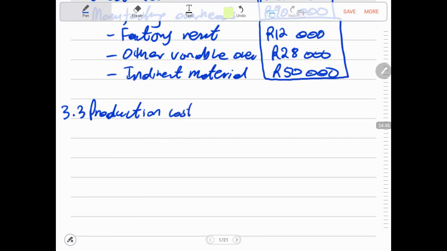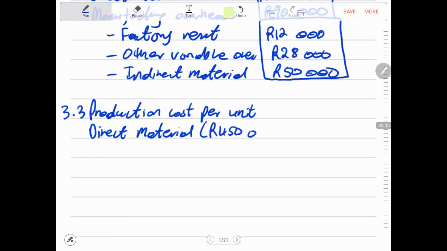Production cost per unit, and we are looking for the unit cost. Our production cost per unit is made of direct material. As we said that we are looking for the cost per unit, 450,000 divided by 10,000. Please do show all these workings, and this will give us 45 rand. Then we go to the direct labor.